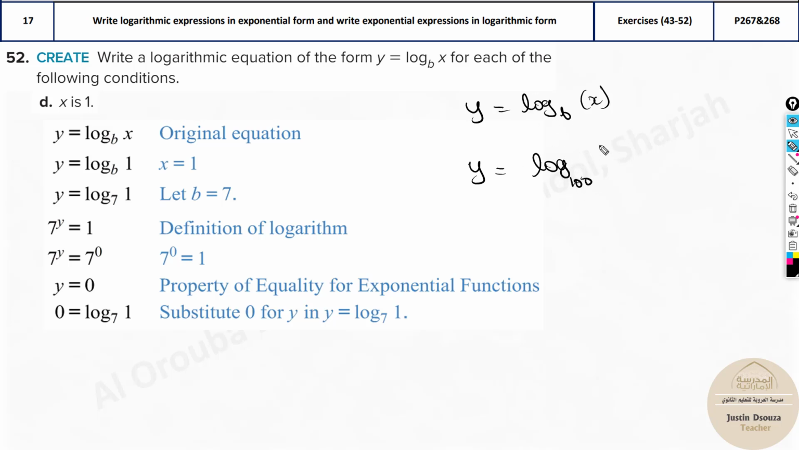I'll take 100 just to show you it doesn't matter. Log base 100 of 1. Now take this to the other side. It will be 100 raised to y equals 1, right? What should be the y value? Doesn't matter what, y value must be 0. Okay, y value must be 0. Only then it will balance. That's it. So the equation would be, over here, y value is 0 equals log base 100 of 1. So whenever over here you have 1, you can try and calculate any base, it will be 0. y will be 0.